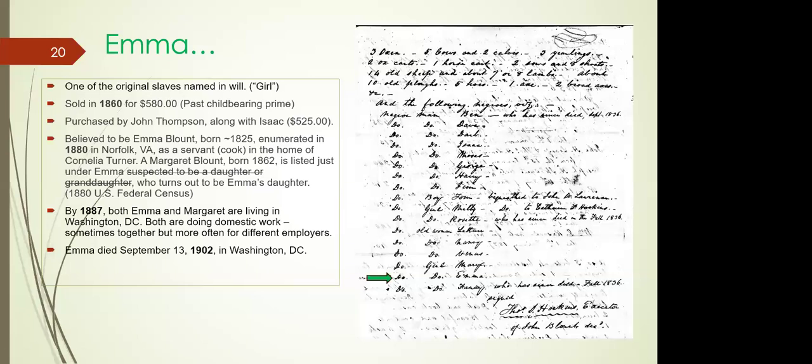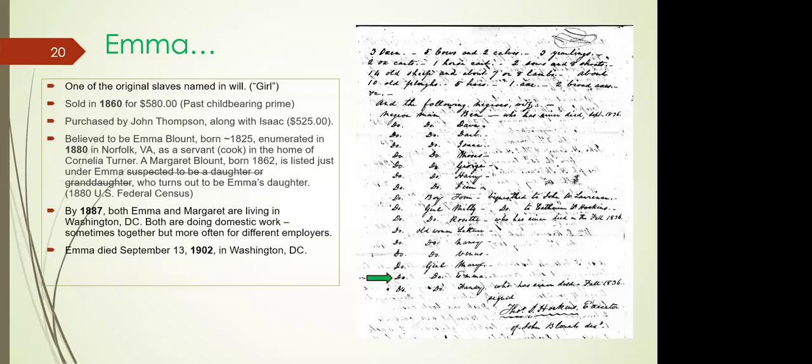As you now know, I believe her to be Emma Blunt, born around 1825, which matches the age that I thought this Emma would be, because she would have been about 10 years old at the time of the inventory. We see her first in Norfolk, working in the home of a Cornelia Turner. I've researched her and have not found any connection to this family. She had in the home with her a Margaret Blunt, who was actually born after the sale in 1862. So even though they didn't value her as though she might have another child, she did have a late baby in 1862. It turned out to be her daughter. At first, I thought it was her granddaughter, but it was her daughter.